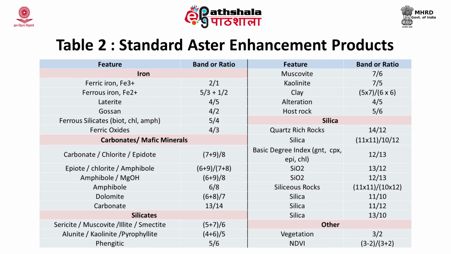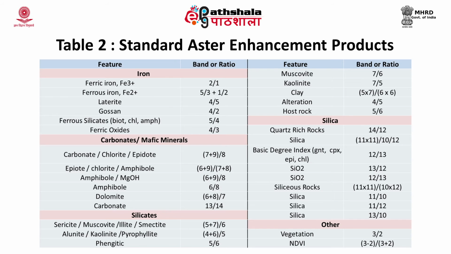If you look at the silicates, there are different silicate minerals, for example sericite, muscovite, illite, smectite. For identification of these minerals, you can go for 5 plus 7 divided by 6. So, for individual minerals, if you have muscovite or kaolinite specifically you want to identify, then you can go for 7 by 6 and 7 by 5 respectively.